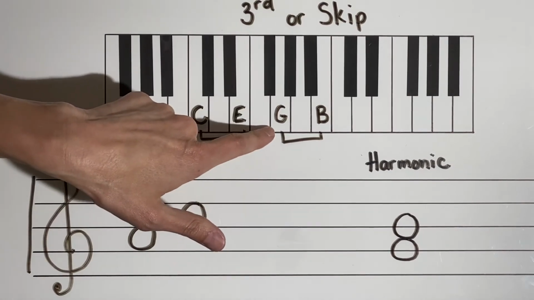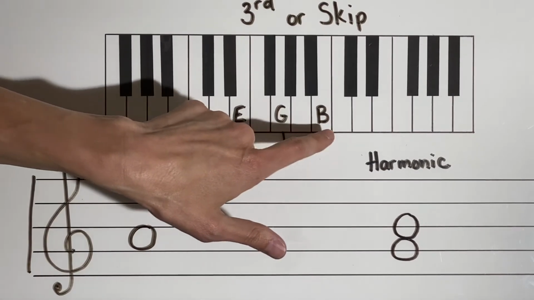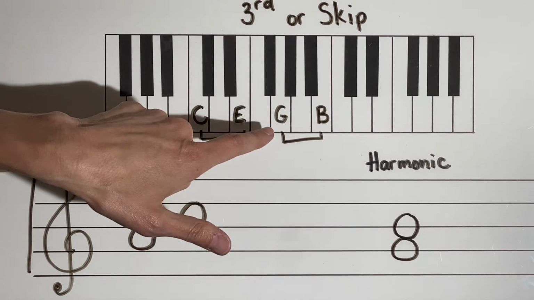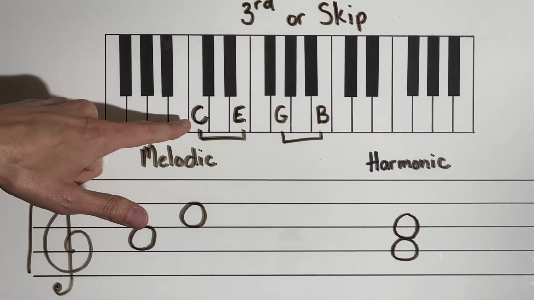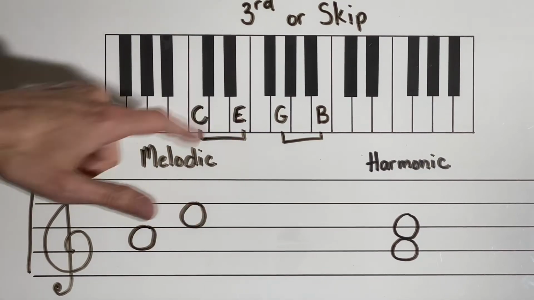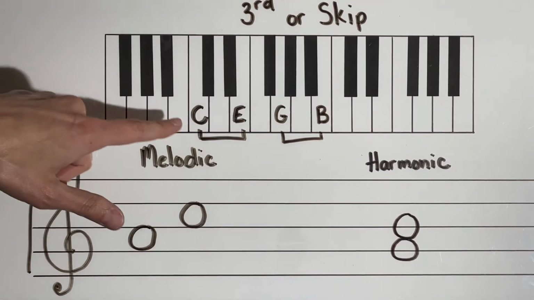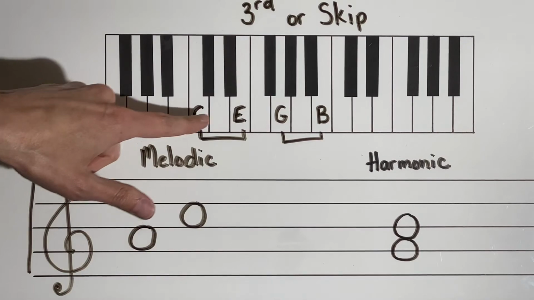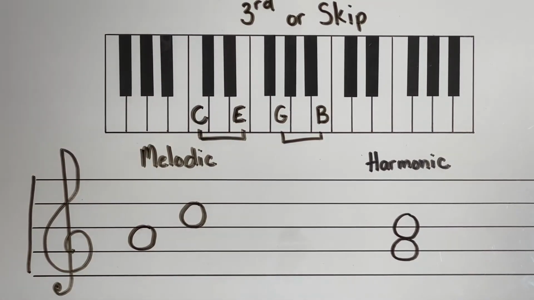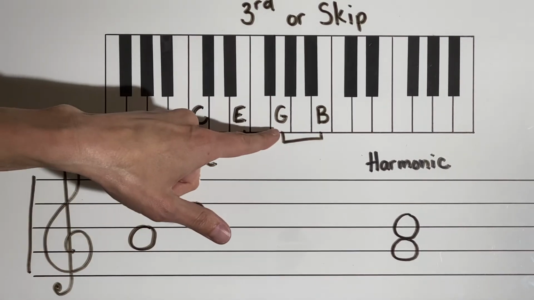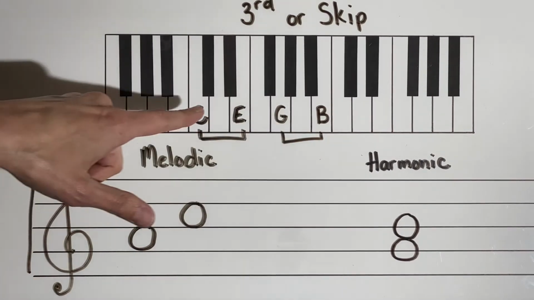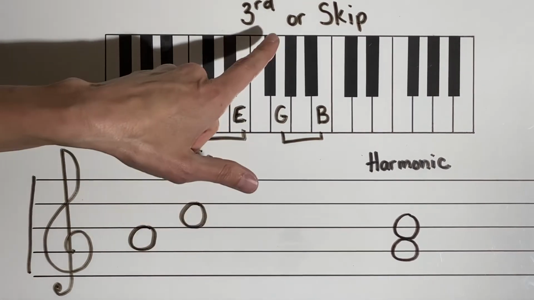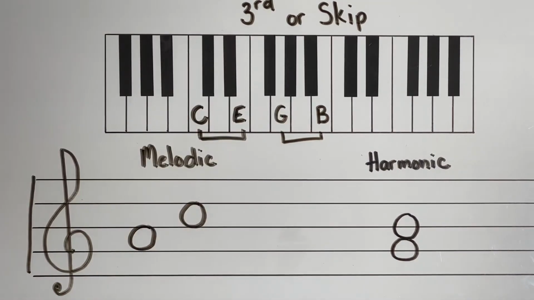Same thing with G, we skip A, and we go to B. So our third or our skip is when we go from G to B, or over here, C to E. We also can count them. This is our first one. We would say 1, 2, 3. That's a third. And same thing here. 1, 2, 3. That's a third. Anytime we're skipping a note in between, then we have a third or a skip.